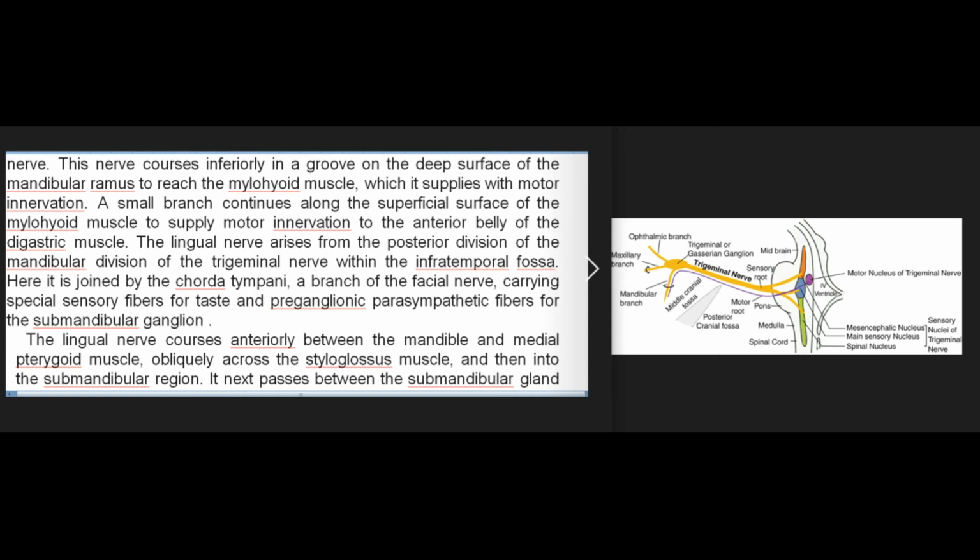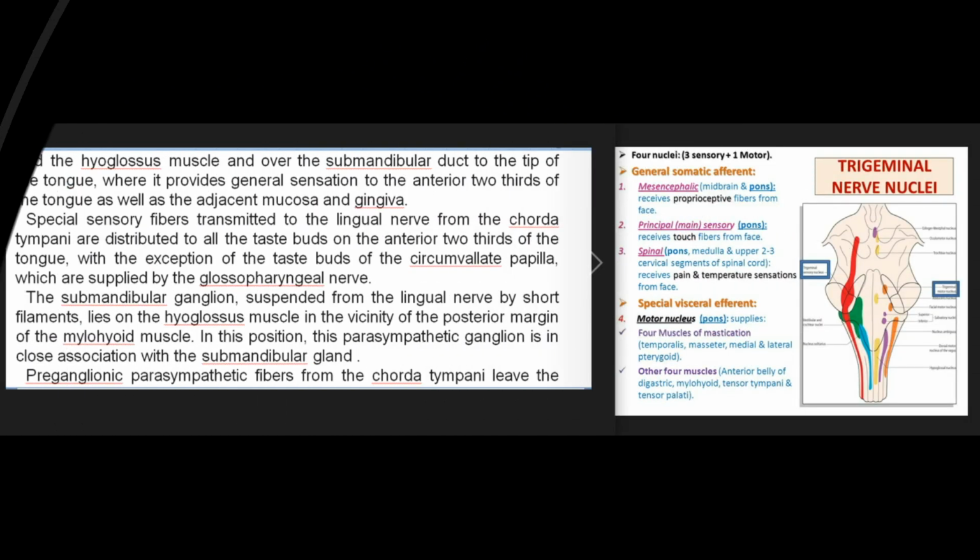The lingual nerve courses anteriorly between the mandible and medial pterygoid muscle, obliquely across the styloglossus muscle, and then into the submandibular region. It next passes between the submandibular gland and the hyoglossus muscle and over the submandibular duct to the tip of the tongue, where it provides general sensation to the anterior two-thirds of the tongue as well as the adjacent mucosa and gingiva.